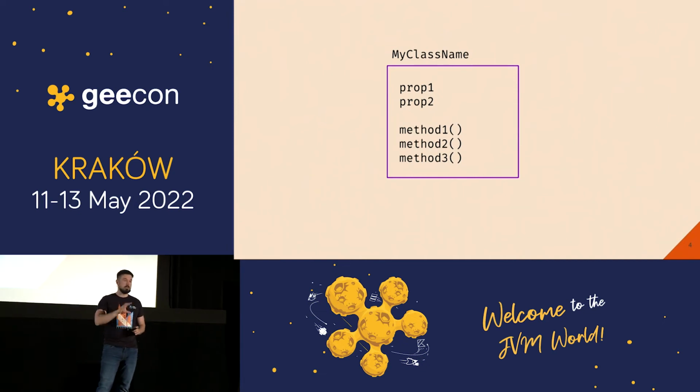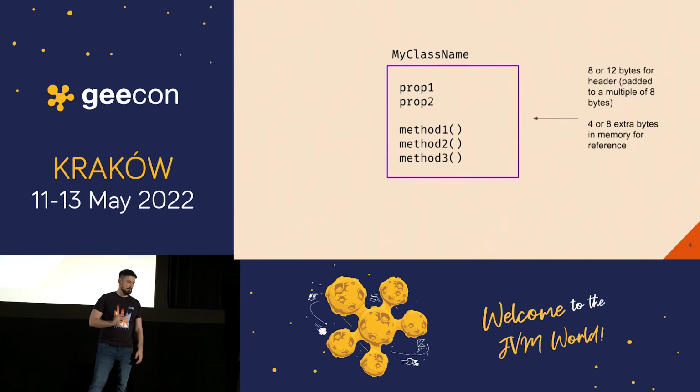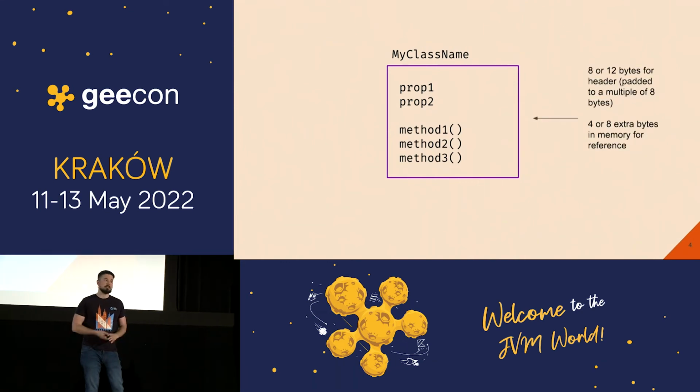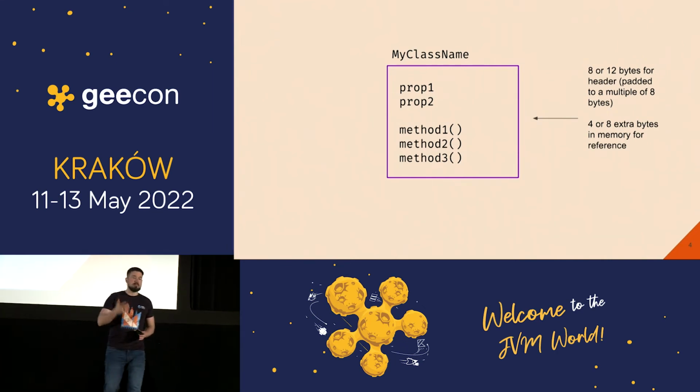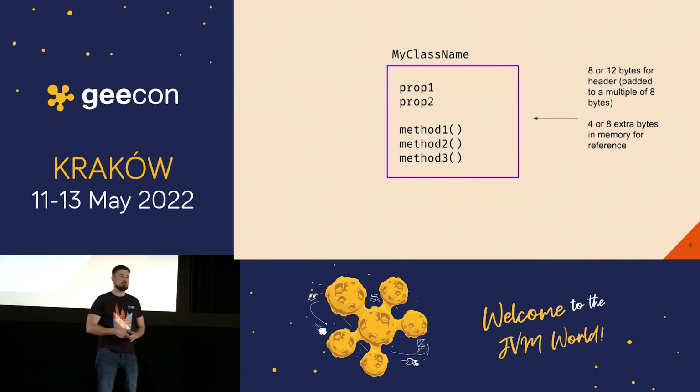So first of all, each object needs a header. Header tells us what the object is, where it is, etc. And this header weighs 8 or 12 bytes in our memory. 8 or 12 bytes, very little. It also needs a reference, 4 or 8 bytes. In general, those are very small numbers.